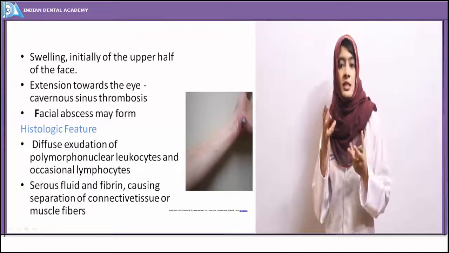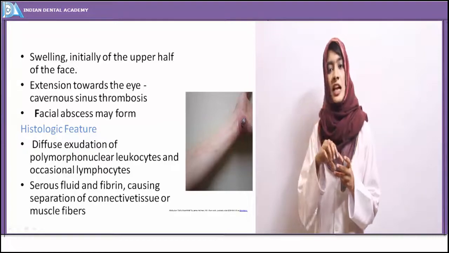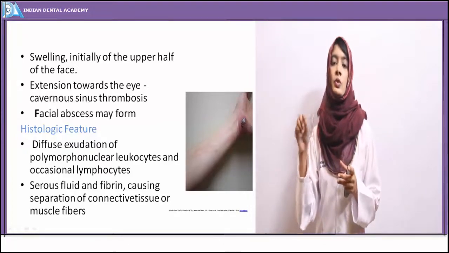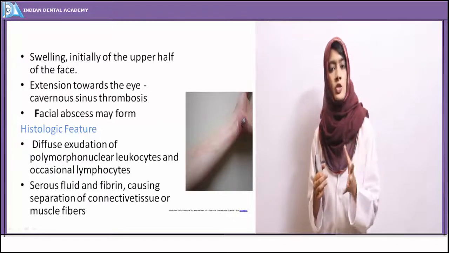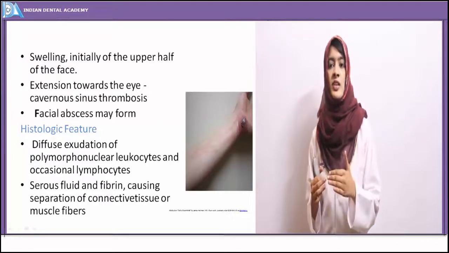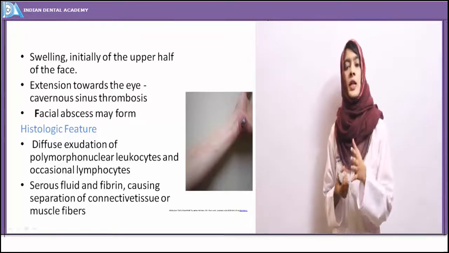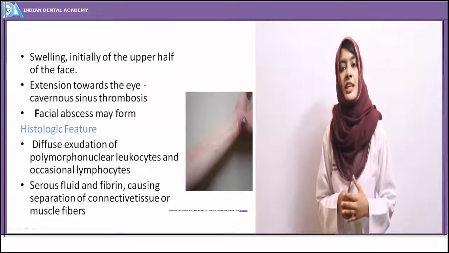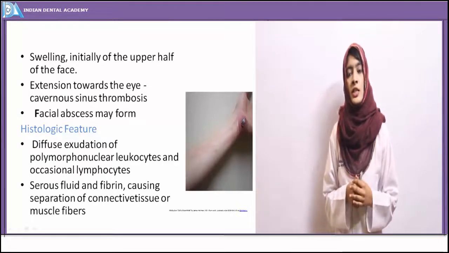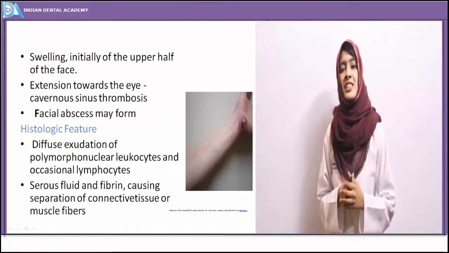And once the inflammation spreads, it forms the abscess, and the abscess tends to drain itself through the surface. Though the clinical symptoms are very severe, the resolution of this cellulitis is very fast, as once the pus discharges from the surface, the clinical symptoms just subside. So this is the clinical picture of cellulitis.